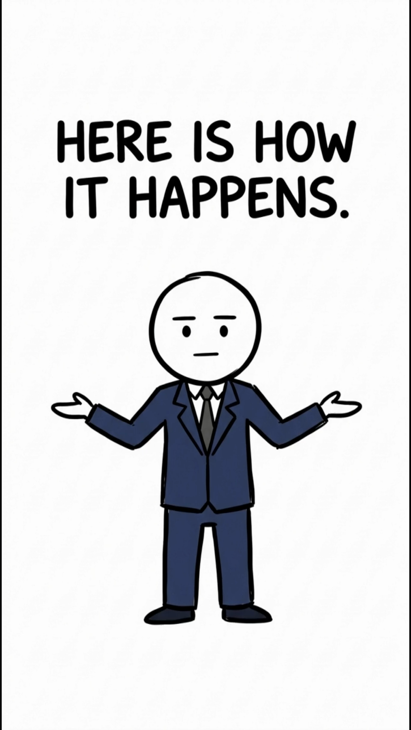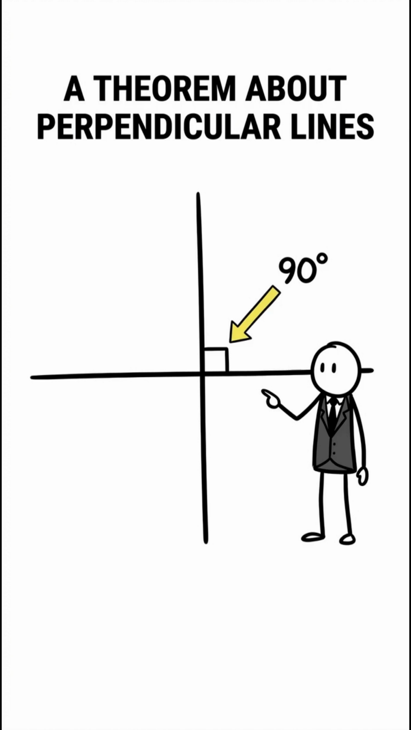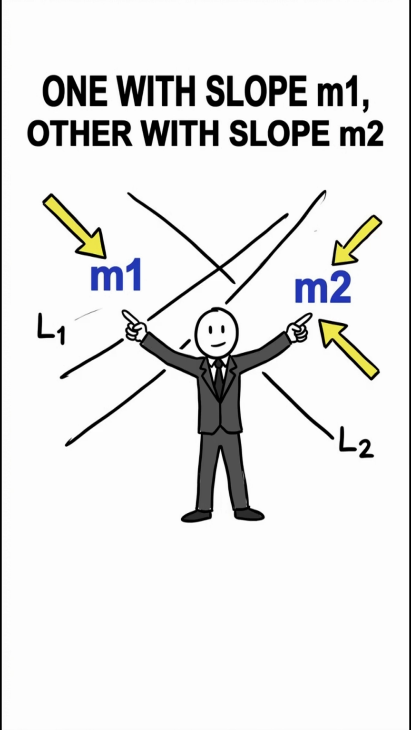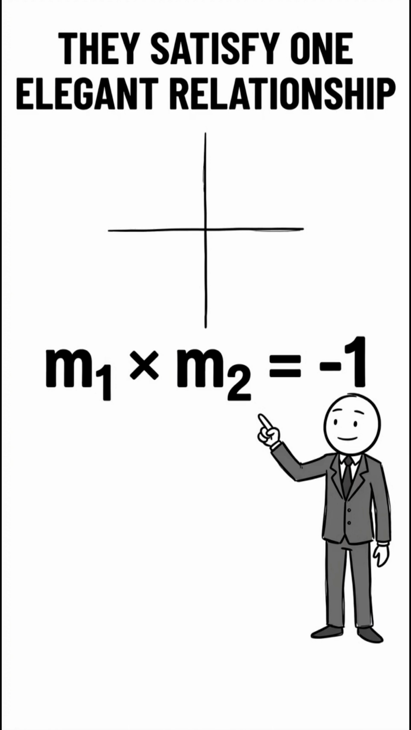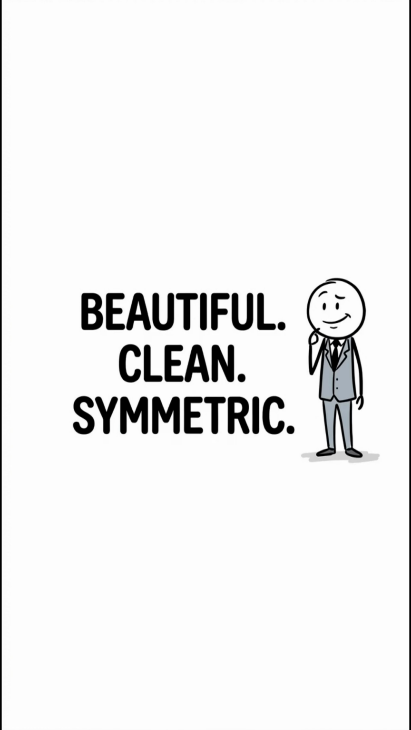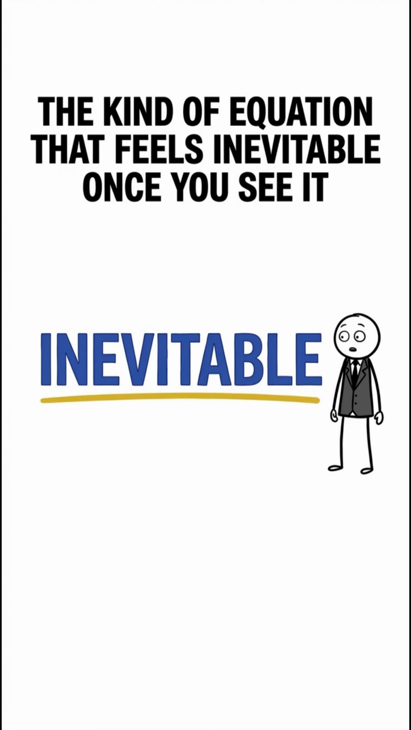Here's how it happens. There is a theorem about perpendicular lines. If two lines meet at exactly 90 degrees, one with slope m1, the other with slope m2, then their slopes satisfy one elegant relationship. m1 times m2 equals -1. It is a beautiful result. Clean, symmetric. The kind of equation that feels inevitable once you see it.